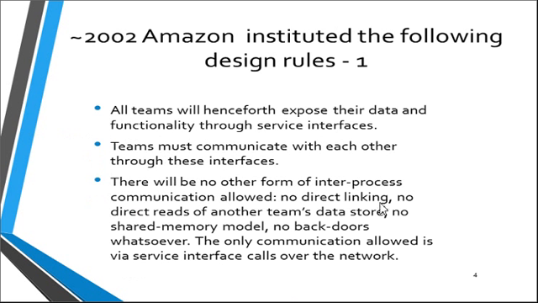So in around 2002, Amazon instituted the following design rules. All teams will henceforth expose their data and functionality through service interfaces. Teams must communicate with each other through these interfaces. There will be no other form of inter-process communication, no direct linking, no direct reads of another team's data store, no shared memory, no backdoors. The only communication is via service interface calls over a network. So this gets modified a little bit when we start to talk about coordination.